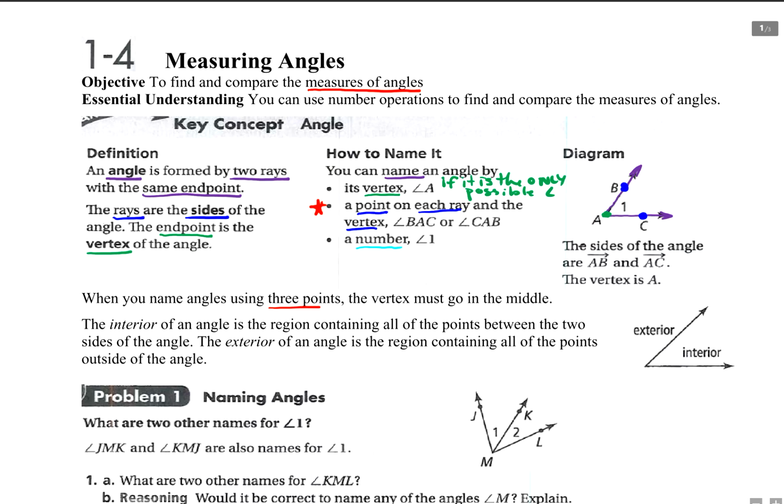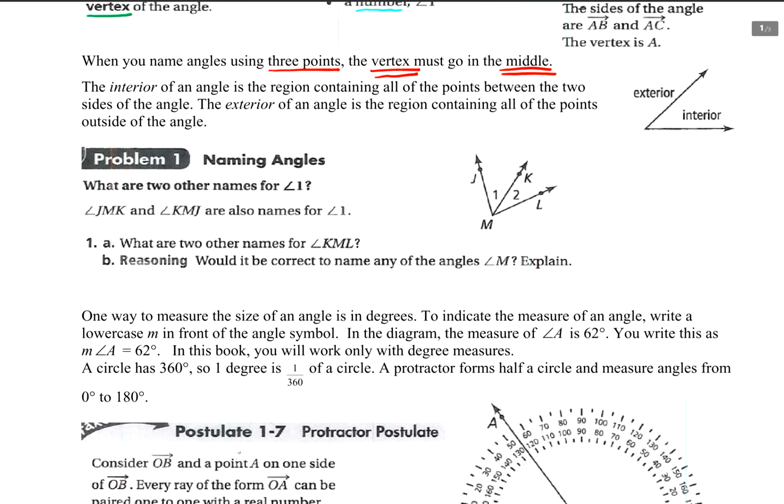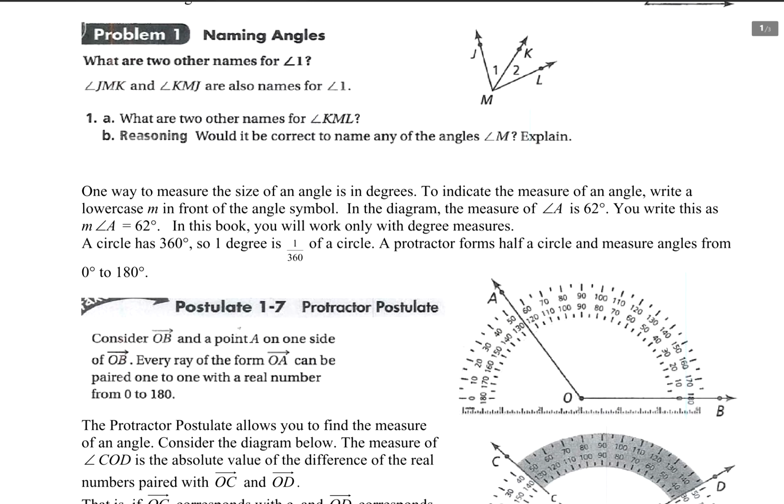When we name angles using 3 points, the vertex must go in the middle. Notice here that we have angle BAC and angle CAB. The vertex must always go in the middle. We can use any point on those rays. The vertex will always be in the middle. All right. Here, interior of an angle is the stuff inside of it. The exterior of an angle is the stuff outside of it. That's pretty straightforward.